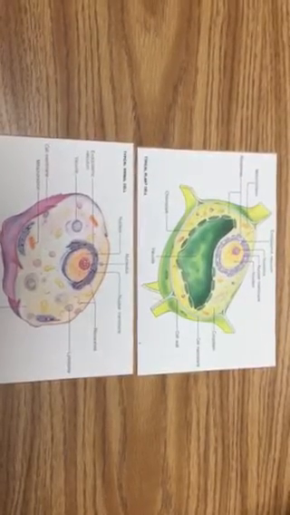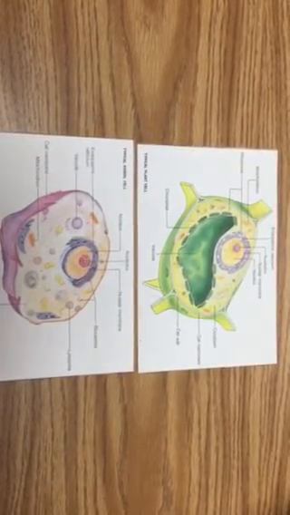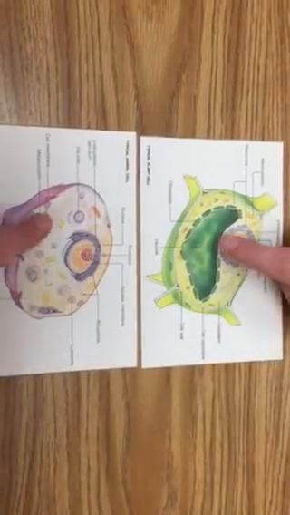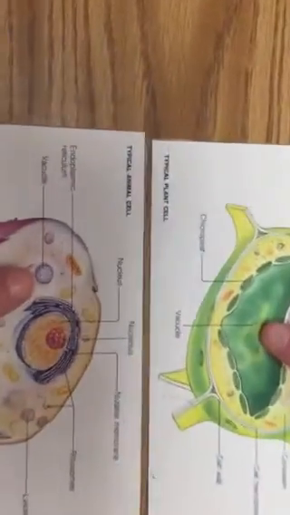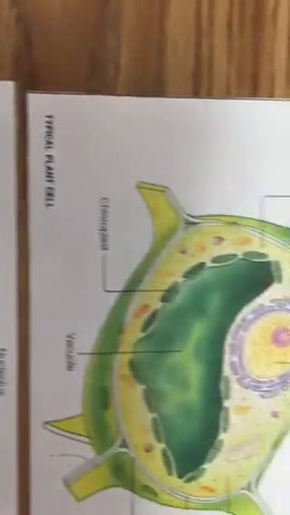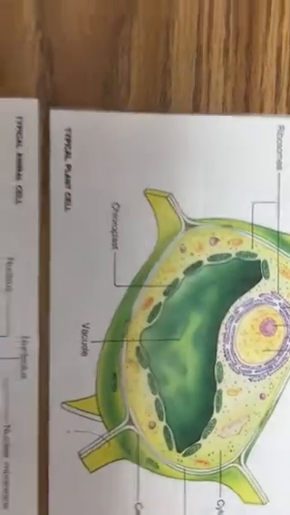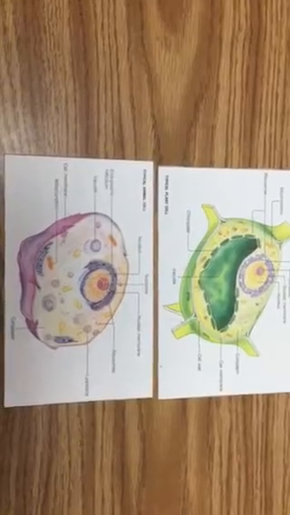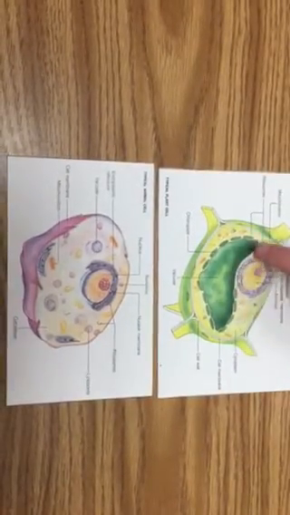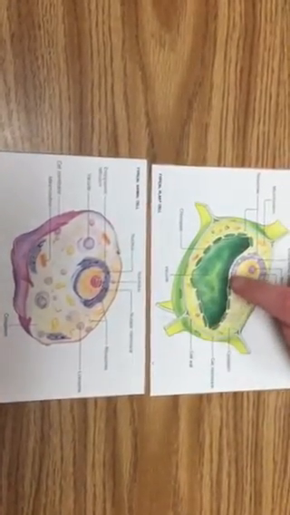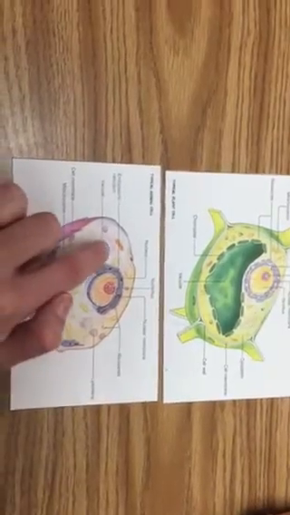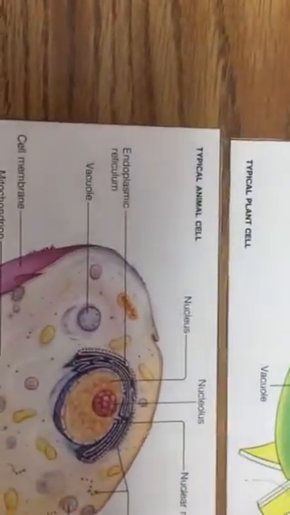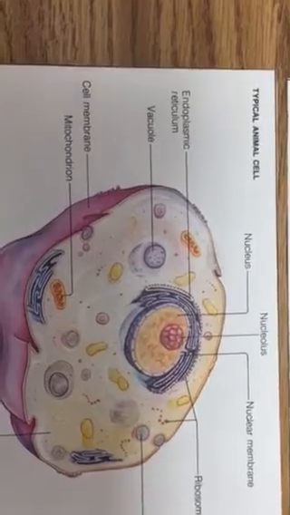And then the last difference is the vacuole. Now you'll notice that there are vacuoles in both the plant and the animal cell. Now, it is a difference because if you look at the size and the number, you'll notice that a plant has one large vacuole and the animal has small and several vacuoles.